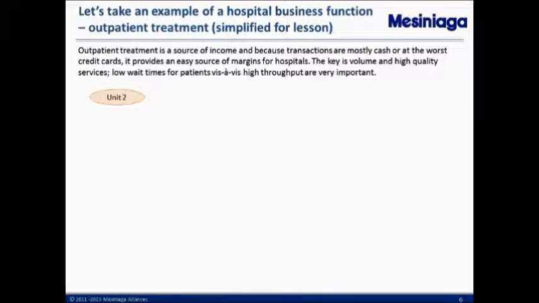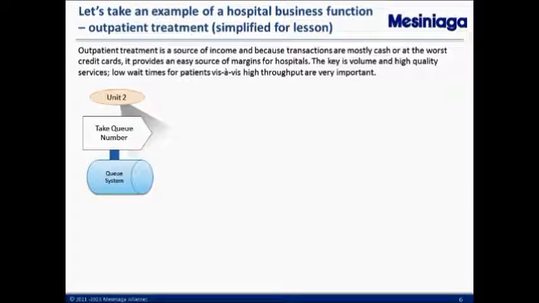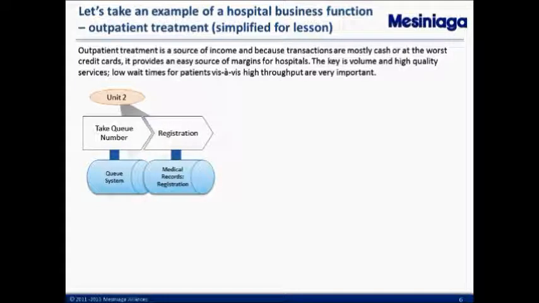This comes in the form of low wait times and being able to attend to as many patients as possible throughout the day. Next, we're going to examine really quickly the smaller activities that make up an outpatient treatment business process. Usually the customer will need to take a queue number, and from the queue number, he'll wait, and once it's called, there will be a registration process. And the two systems involved here are a queuing system and a medical records registration system. I am emphasizing the IT systems because these are the ones that will have impact on incident management as well as problem management.